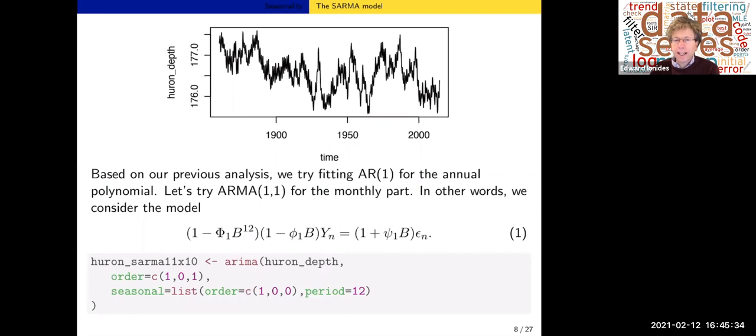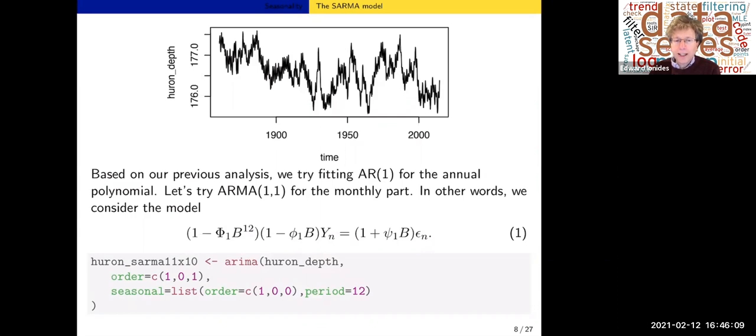Last time we were just looking at annual data. We have to do something for the monthly part. Let's just start off by trying ARMA 1-1. And what we're fitting then is this model that's in equation 1 here. So we have the monthly and annual parts multiplied together for the AR1, and just a monthly part for the MA part. And then here you see the R code on how we fit that.